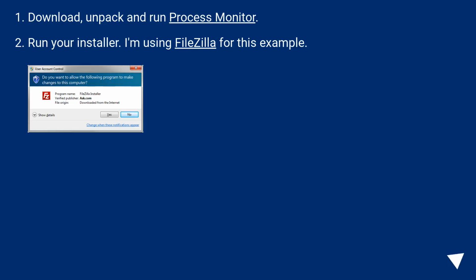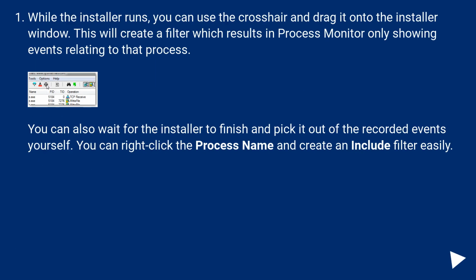Download, unpack and run Process Monitor. Run your installer. I'm using FileZilla for this example. While the installer runs, you can use the crosshair and drag it onto the installer window. This will create a filter which results in Process Monitor only showing events relating to that process.